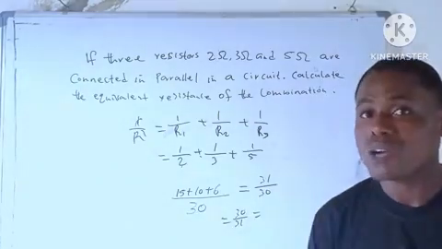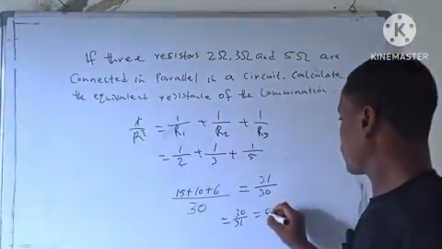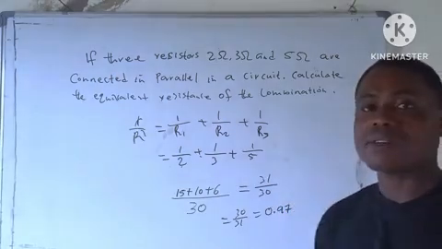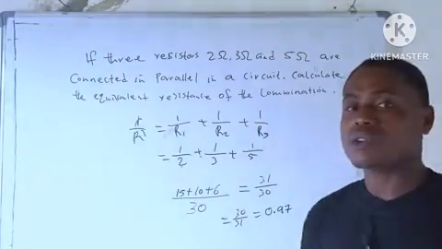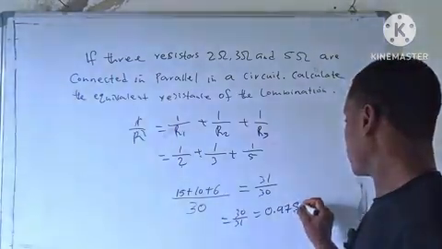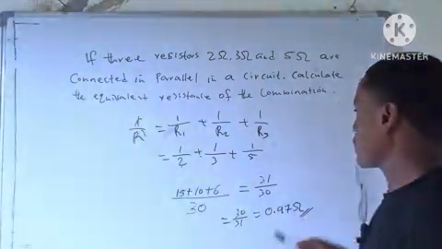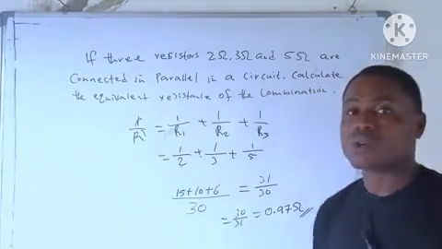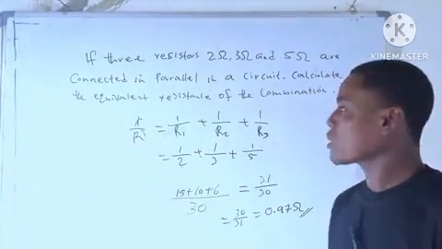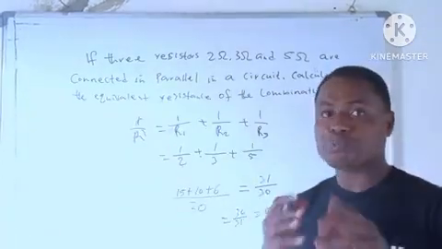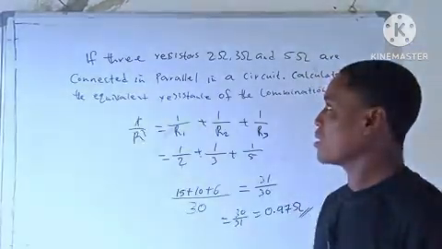So if you press your calculator, the answer will be 0.97. And what is the unit of resistance? Is ohm. So this is the final answer. Please, this is the answer. So this is how to calculate equations under parallel. Okay. Now, let's go to the diagram aspect.